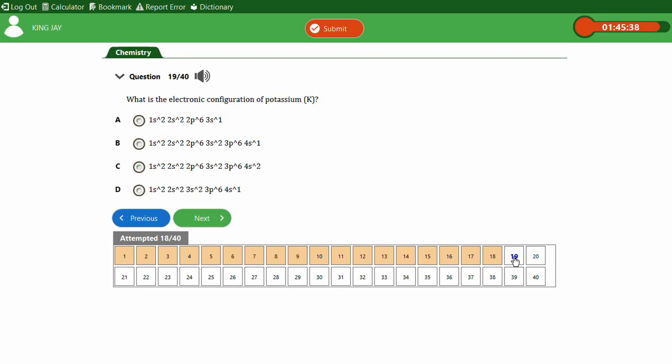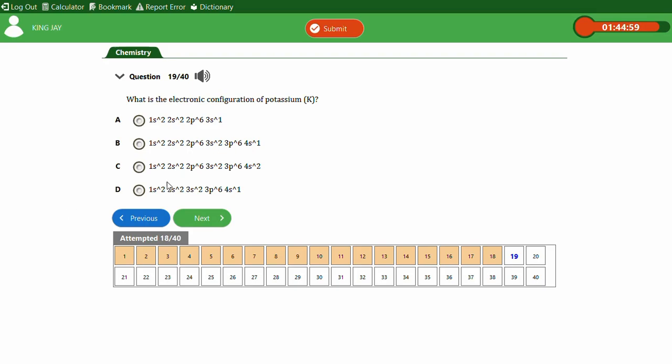Question 19. What is the electronic configuration of potassium? Potassium has an atomic number of 19. So you check for the electronic configuration that adds up to 19. Option A ends with 11, so it is not it. Option B, let's check. Option C ends with 20. Option D, no.